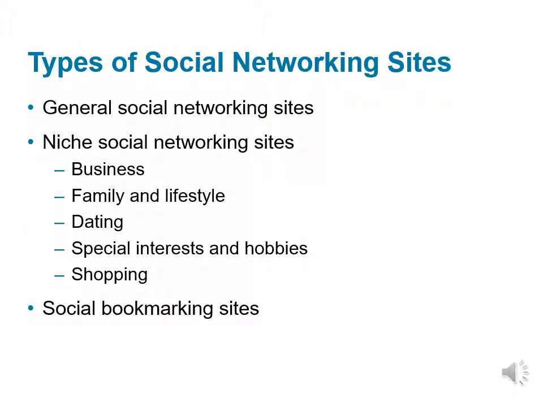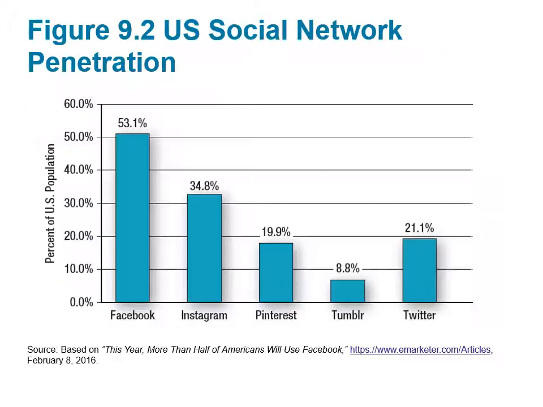General social networking sites are broadly based and are designed to appeal to all demographics. Facebook is an example. Niche social networking sites focus on a specific topic, hobby, interest, or demographic group. LinkedIn is an example of a business niche site. Subcategories of niche sites include business, family and lifestyle, dating, special interests, hobbies, and shopping. Social bookmarking sites allow individuals to share bookmarks of their favorite websites.